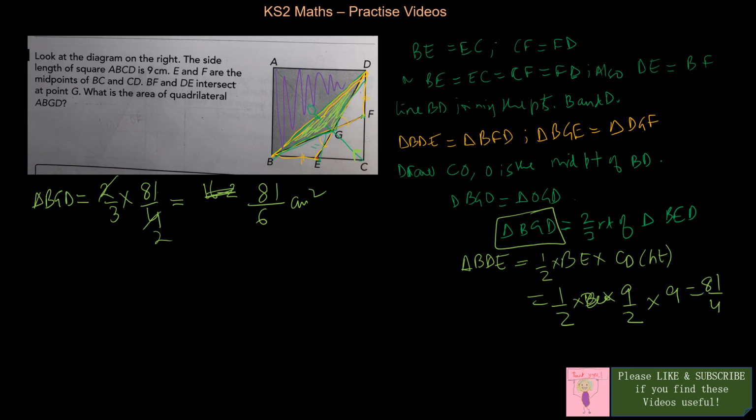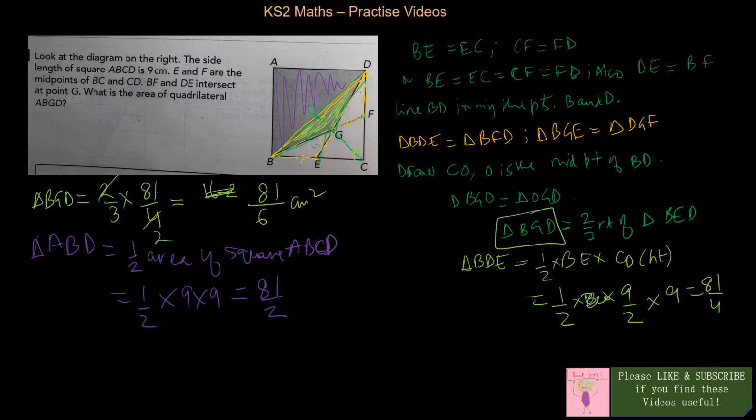Now if you look at this part, that should be half triangle ABD, which equals half the area of square ABCD. So that equals half times the area of the square, 9 times 9, so that is 81 by 2.